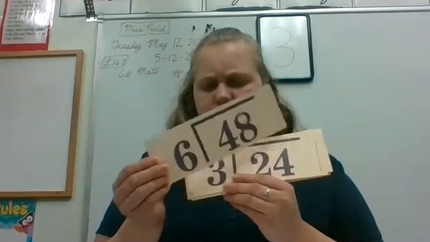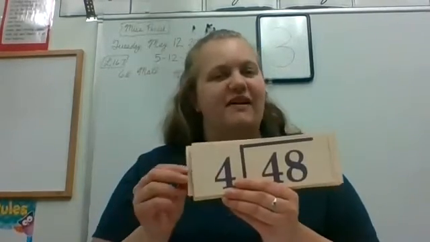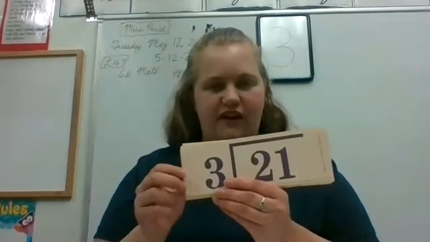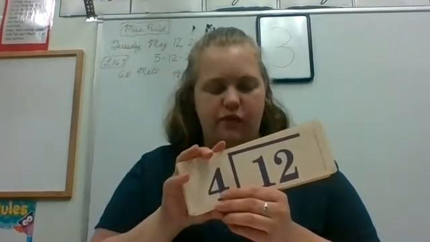So 27 divided by 3, 9. 24 divided by 3, 8. 48 divided by 6, 8. I'm sorry, I totally drew a blank on that one. 48 divided by 6 is 8. 25 divided by 5, 5. 20 divided by 5 is 4. 48 divided by 4, 12. 21 divided by 3, 7. 12 divided by 4, 3. I almost gave another answer.